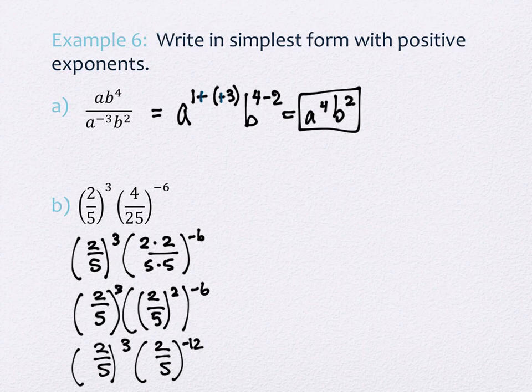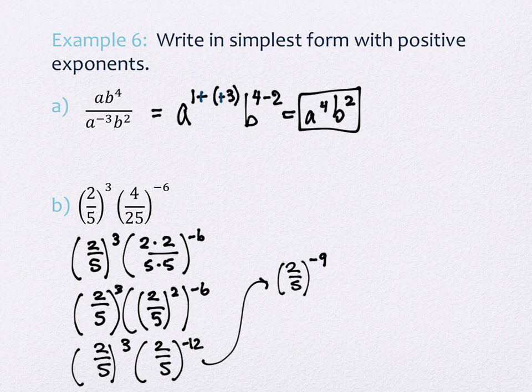Now, this still isn't beautiful or anything, but the bases match, right? 2 over 5 matches the 2 over 5. So this actually puts me back in case number 1. In case number 1, I had a base and another base, they matched. And what did I do with their exponents? I added them. So we're going to add those exponents together. So I still have 2 over 5. What is 3 plus negative 12? Negative 9. Thank you.